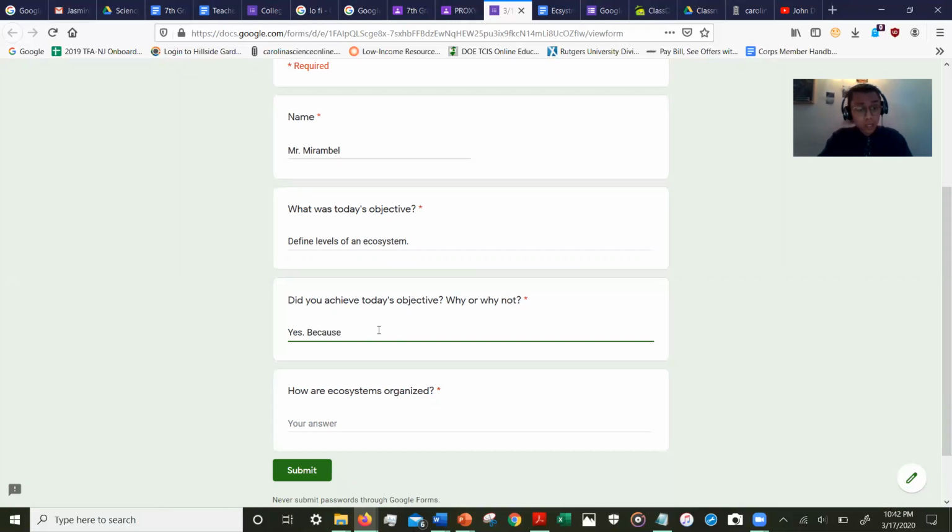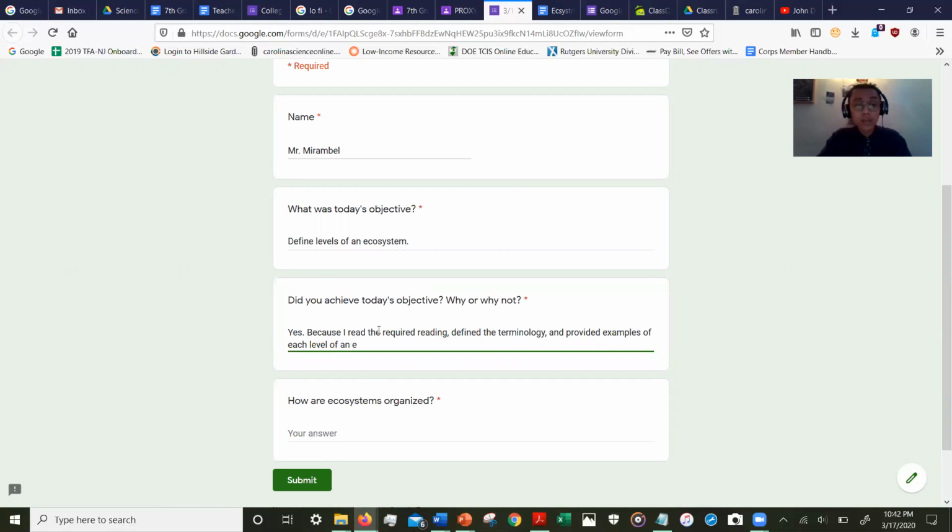Because I read the reading, that's one, defined the terminology, and provided examples of each level of an ecosystem. It shows that I am able to define the levels of an ecosystem. So tying it back to the day's objective, that's important.